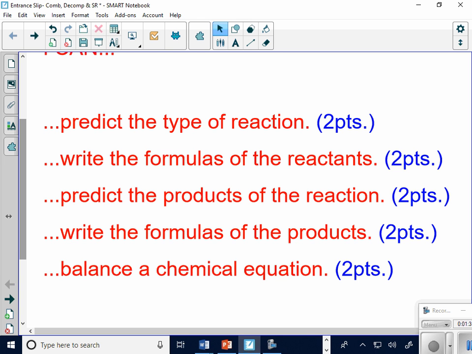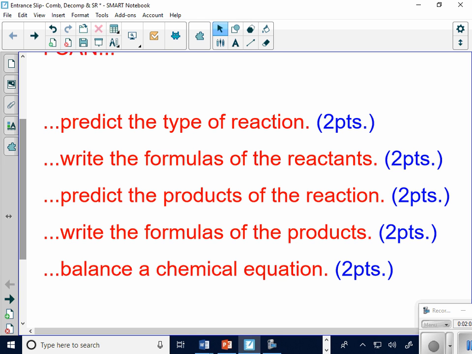Now let's look. Predict the type of a reaction. That is 2 points. So I'm going through: is it single replacement, number 1? Is it double replacement, number 4? What type of reaction is it? 2 points for our second objective. Write the formula of the reactants. So you're going to get points for having the correct formula for the reactants.